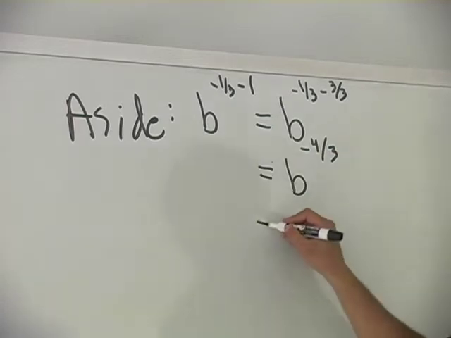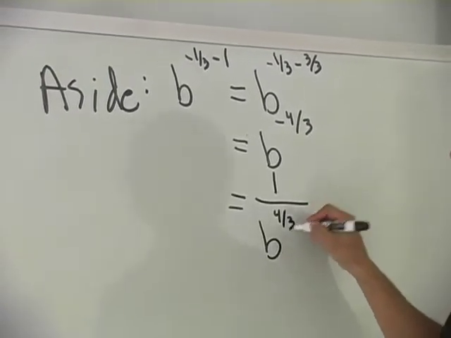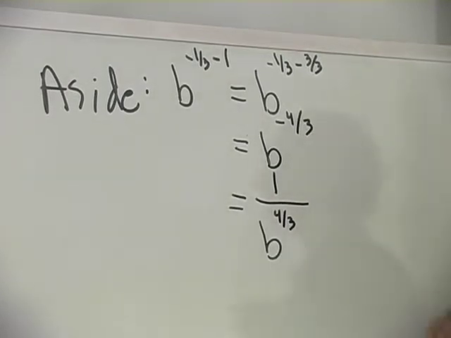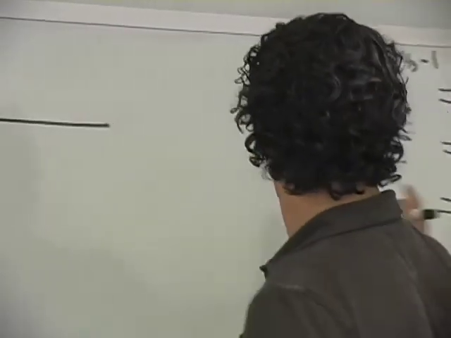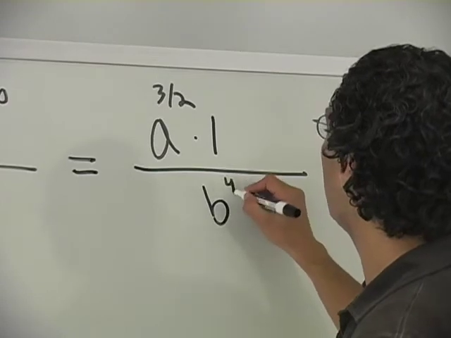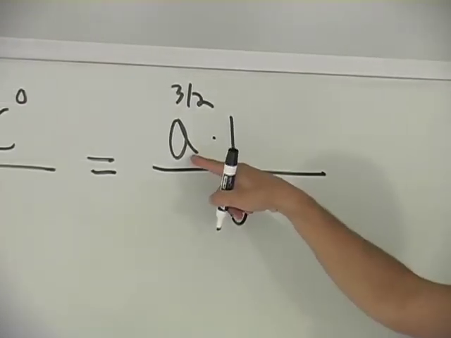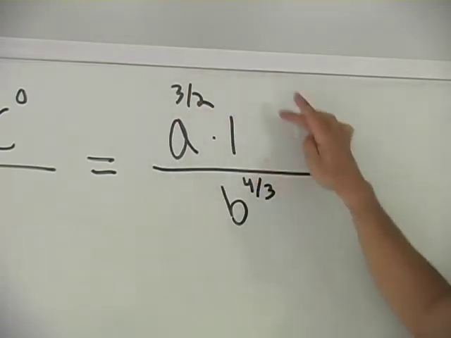But b to the minus 4/3 is the same thing as 1 over b to the 4/3. This is an exponential property. If you're unfamiliar with your properties of exponents, you can review them on the site. There's a Properties of Exponents webpage. So it turns out that the b piece is just 1 over b to the 4/3. And since I have something up there already, I don't actually need this 1.